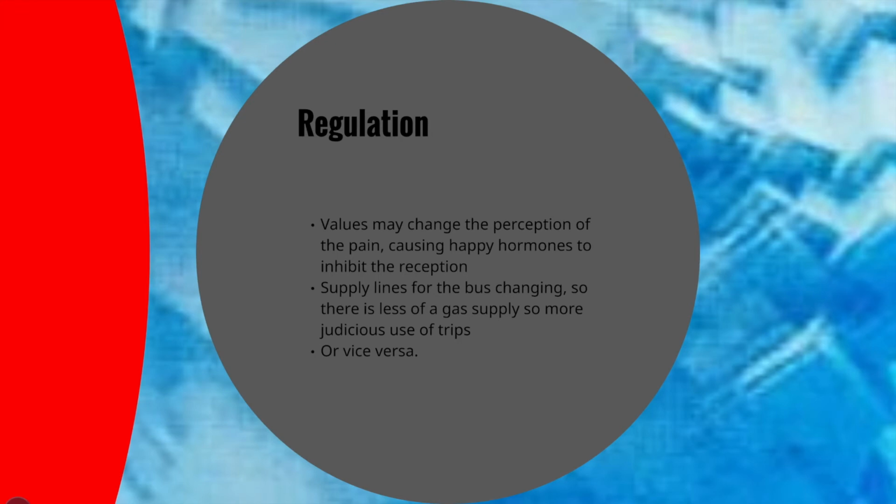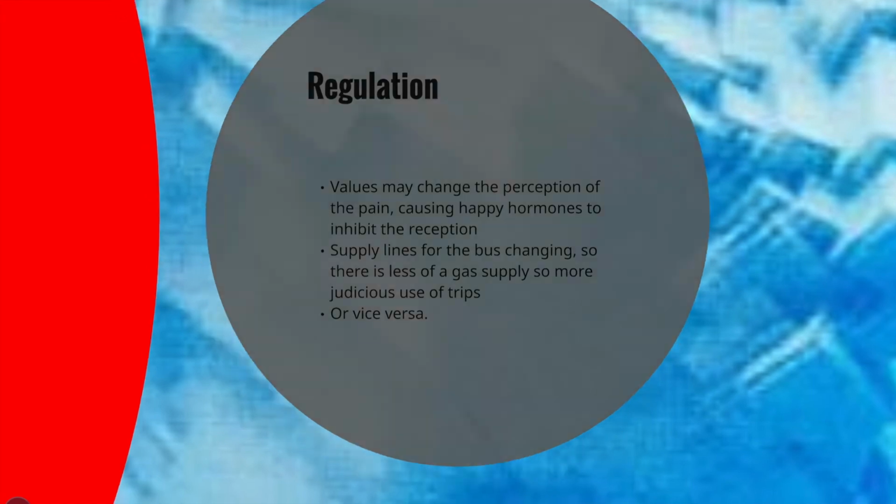Other things, you can have that brain regulating it. Your values of pain may change around it, how you perceive it, such as sending down happy hormones, inhibiting the reception through it, such as supply lines for the bus changing, so there's less of a gas supply with more judicious use of trips, i.e. you wait for more passengers to get on the bus before heading on off.